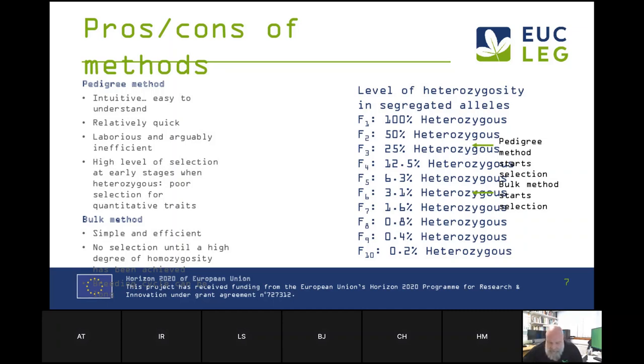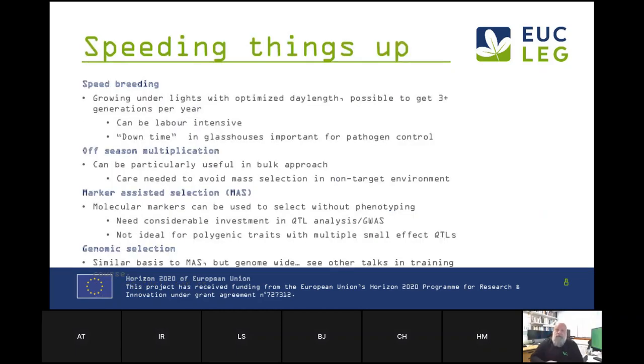It's possible to use combinations of the two approaches, and various refinements of this can be used. But those are the two main approaches used for producing pure line cultivars. There's a number of ways we can speed things up.